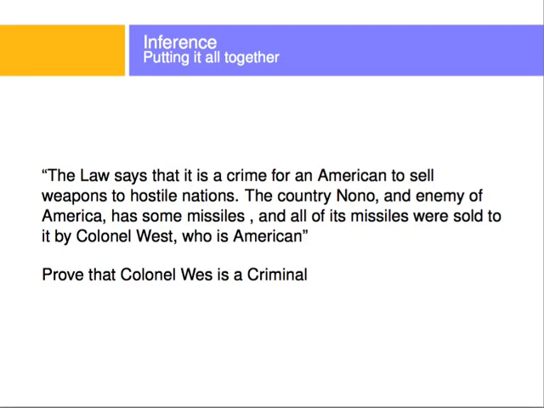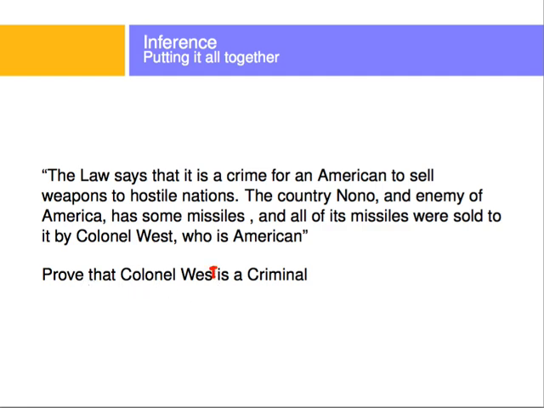Let's look at one seminal problem for this. This will be the whole thing, everything put together, syntax and unification put together. The law says that it is a crime for an American to sell weapons to hostile nations. The country No-No, an enemy of America, has some missiles, and all of its missiles were sold to it by Colonel West, who is an American. Can we prove that Colonel West is a criminal?